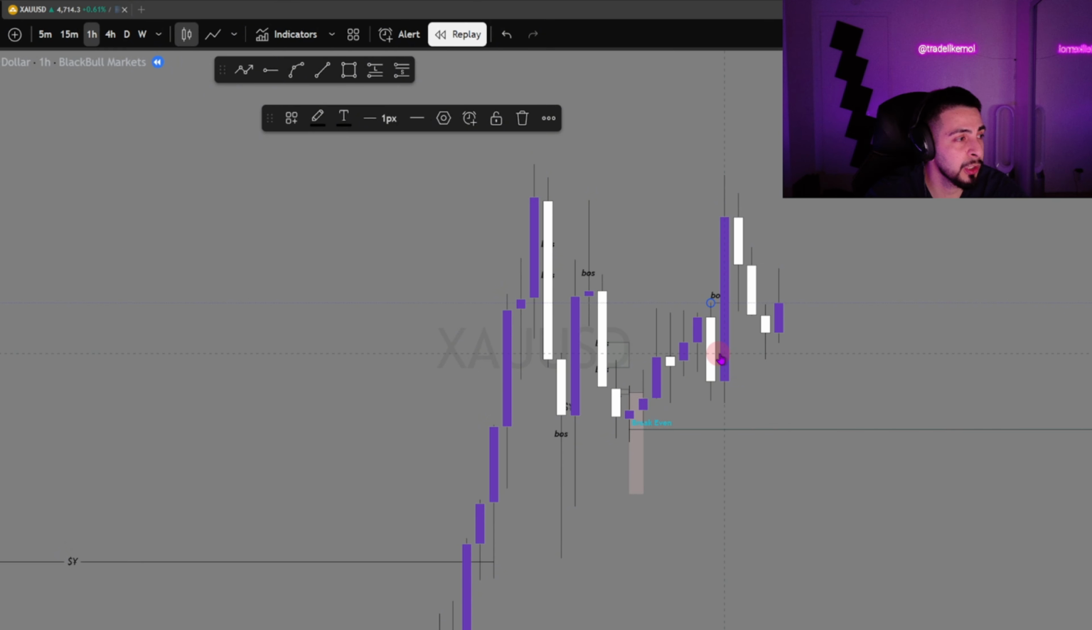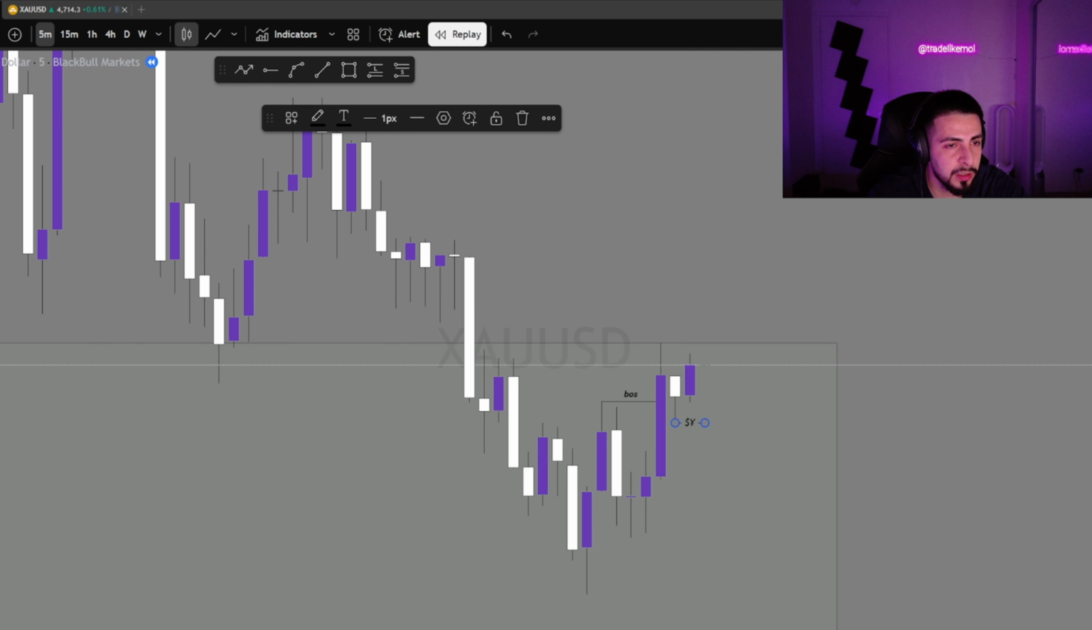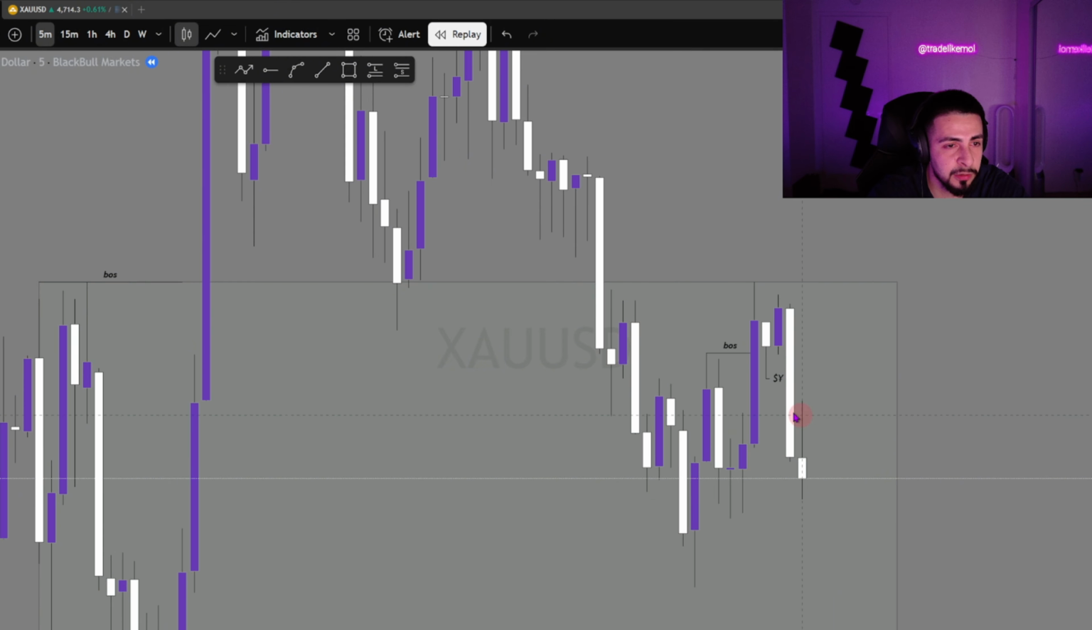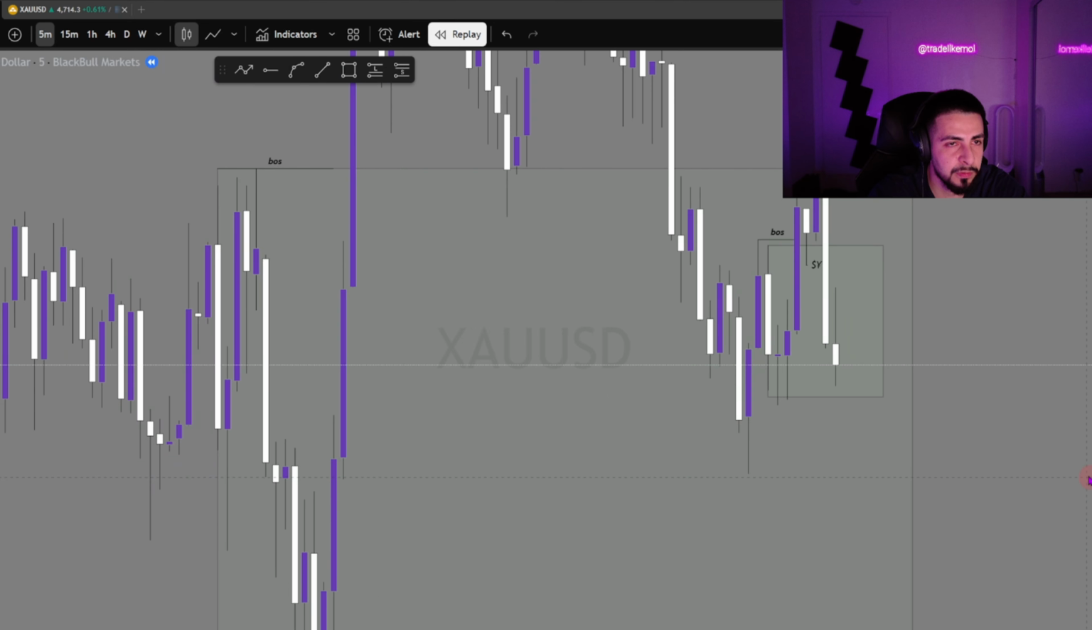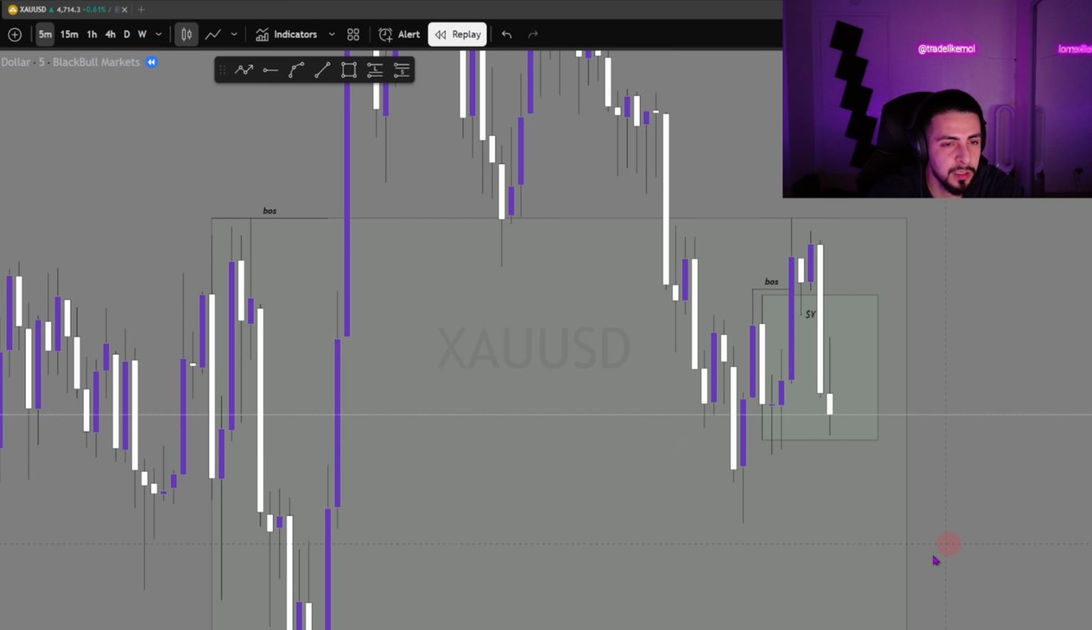So we have a liquidity form right here based off the internal swing high. So that will be liquidity, right? And let's see, boom, the market breaks below it. So one break to the downside is liquidity. So where is our order block? Well, it's this big one right here. Okay, let's see if we break it.